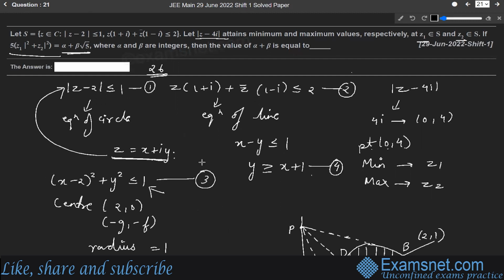I hope you are clear with this question. This question is a little bit lengthy, but it requires the basic concepts of complex numbers. You should know how to convert a parametric form into a complex form, and you should know how we convert a form or equation into a real form. We just have to put z equal to x plus iy, then it will be converted into its real form. I hope you are clear with this question.